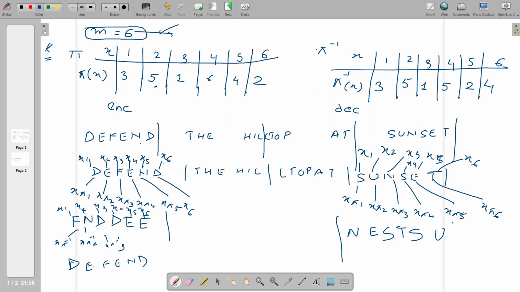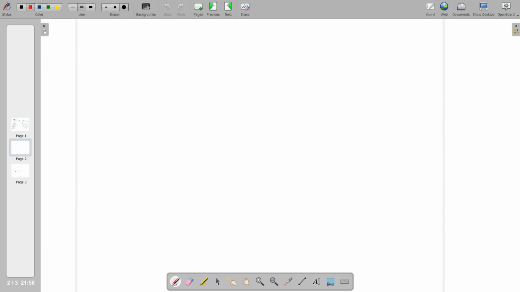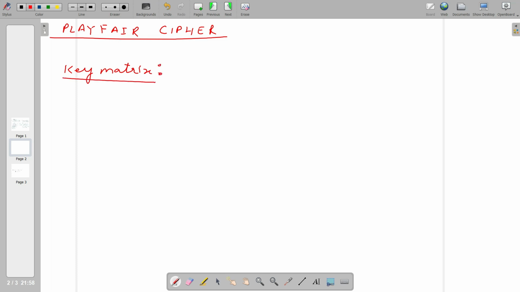Next example of polyalphabetic cipher permutation cipher is Playfair cipher. So how do we do this Playfair cipher? Let me write it first. Playfair cipher. This is again a polyalphabetic cipher, and in this Playfair cipher we make a key matrix, and key matrix is going to be a 5 into 5 matrix always. Whenever we are using Playfair cipher, we make a key matrix, and this key matrix is always going to be a 5 into 5 matrix. Doesn't matter what the key is.